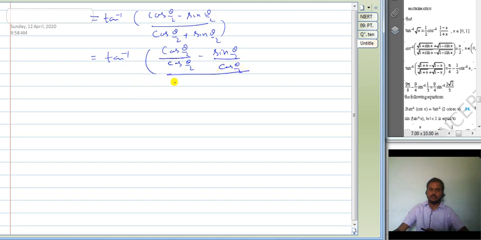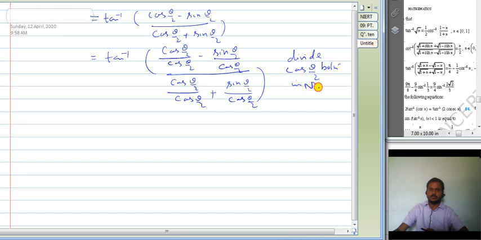This is cos theta by 2 divided by cos theta by 2 plus sin theta by 2 divided by cos of theta by 2. So what did I do? I divided cos theta by 2 in both numerator and denominator. So here you get tan inverse of 1 minus tan theta by 2 divided by 1 plus tan theta by 2.